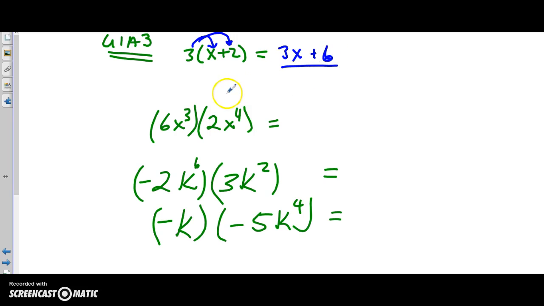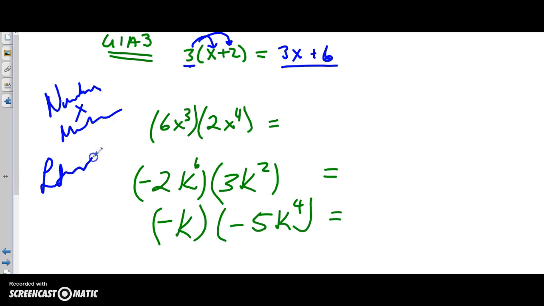And now let's look at what happens when what we're multiplying, or both things we're multiplying, have a variable. So if you have, for example, 6x cubed times 2x to the fourth. Well, we know the exponent rules. My whole rule is this, and I've said it before, and I'll say it again: numbers times numbers, and letters times letters. Multiply your constants or your coefficients by each other, and multiply your variables by each other.